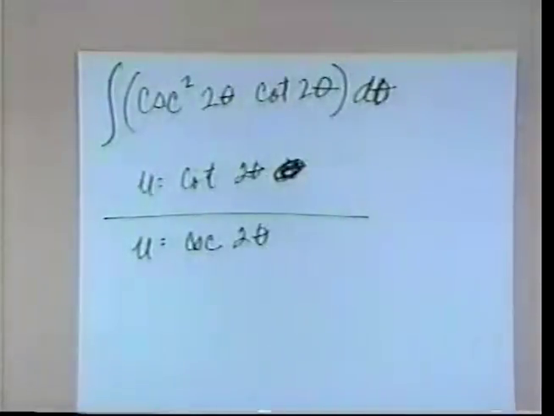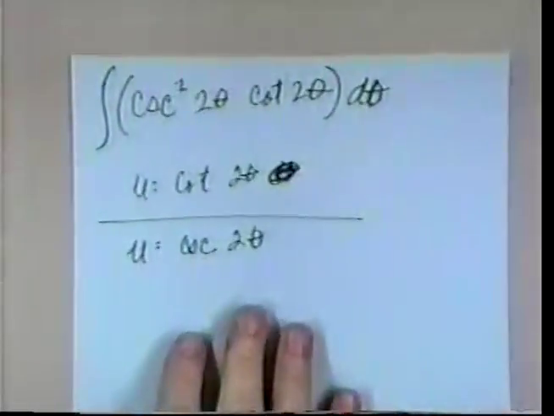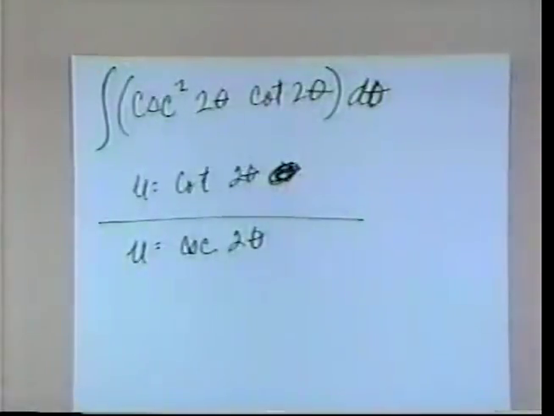If you look at this integral, it's the integral of the cosecant squared 2 theta cotangent 2 theta d theta, where theta is now your variable instead of x. Again, it's a dummy variable. You could change it to 2x, dx, or whatever variable you want if you don't like the theta.